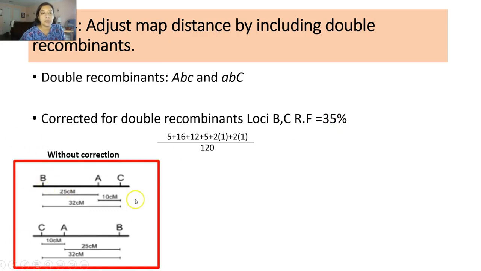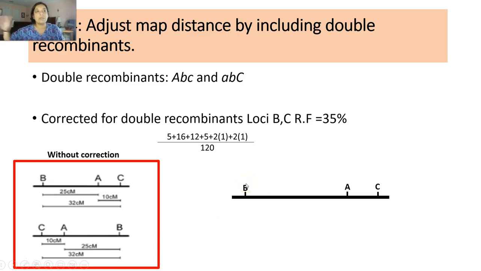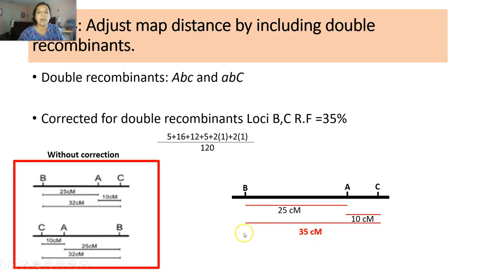So without correction, you would have drawn this map. It could be BAC or CAB, and these are the different centimorgan distances between them. That's basically the same as the recombination frequency, right? However, again, it could be BAC or CAB. It still doesn't tell us which way it went without adding additional genes and then looking at where they are. But what we can tell is that after fixing for our double recombinants, the BA and AC remain the same. They are still 10 centimorgan and 25 centimorgan, but our distance from B to C is 35, not 32 centimorgan.